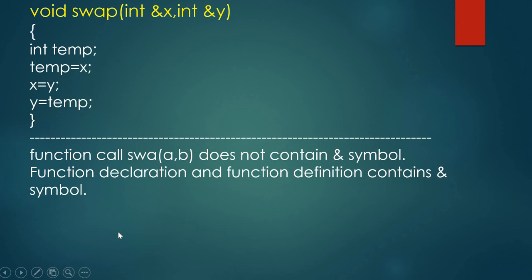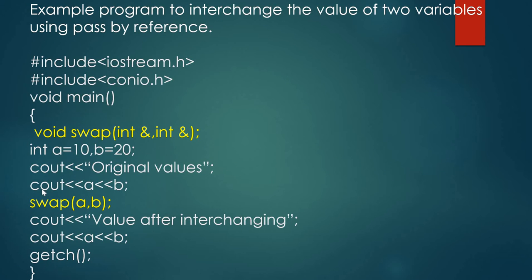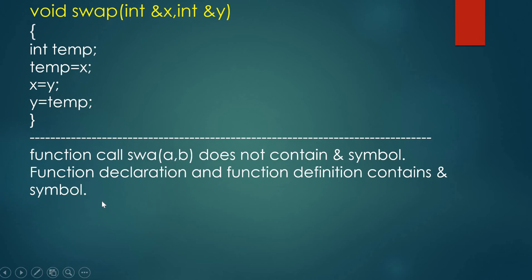Next we can consider the function body or function definition. See here, void swap(int &x, int &y). This is the function definition. Here we are using the variables x and y. These are the formal parameters. The parameters or arguments in the function definition are called formal parameters, and the arguments in the function call are called actual arguments. Here a and b are the actual arguments and x and y are the formal arguments or formal parameters.